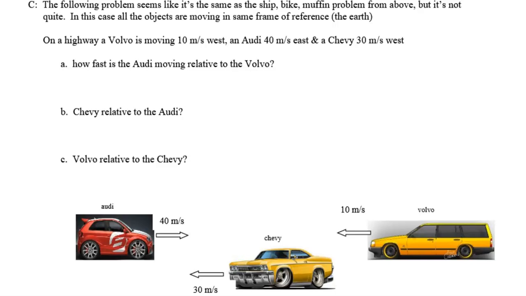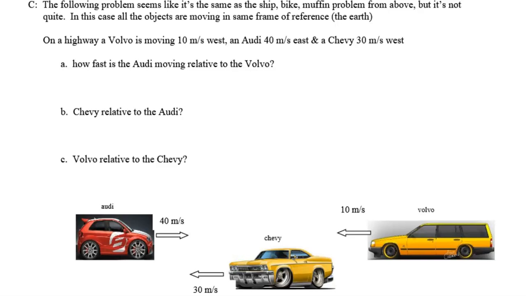Hi, so in this tutorial we're going to pick up where we left off on calculating relative velocities. The problems we're about to see are very similar to what we saw with the ocean, ship, bike, and muffin problem. But it's a slightly different approach in that we're not going to have layers of objects moving on top of each other, but rather moving objects relative to each other on the ground. And if we're in one vehicle, what does the speed of another vehicle, or I should say velocity, look like?